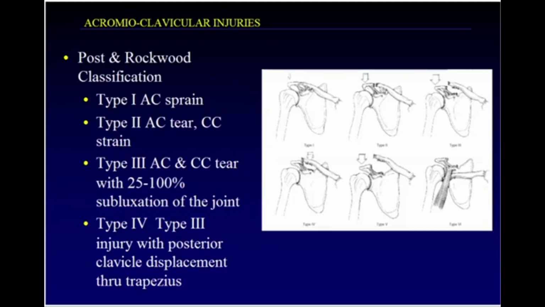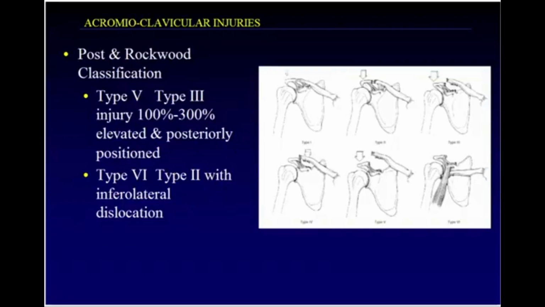And then a type 6 injury is where you have a type 2 injury where the AC ligaments are disrupted, but the coracoclavicular ligaments may be intact, but you have inferolateral dislocation, and the lateral end of the clavicle can become entrapped under the conjoined tendon.